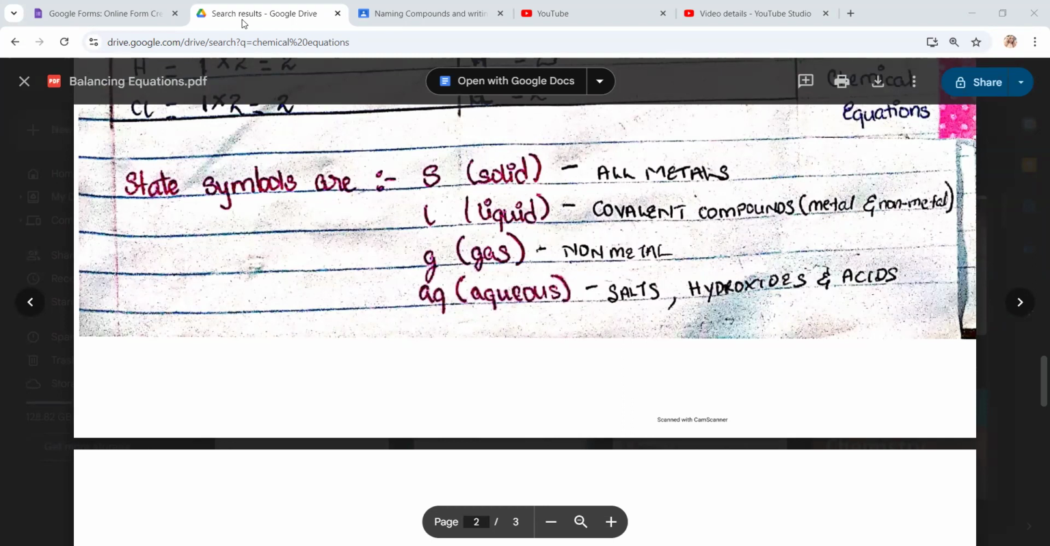Covalent compounds are non-metals and non-metals. I had made an error here. I have it as non-metal and non-metal compounds. Gases are non-metals. Anything that is aqueous is a salt, a hydroxide, or an acid, right? Majority of the times it is hydrochloric acid, or sulfuric acid, which is H2SO4, but we are not dealing with that one as yet. All right. So when you're finished jotting down this little piece, let me know, and I'm going to go with example number 2.